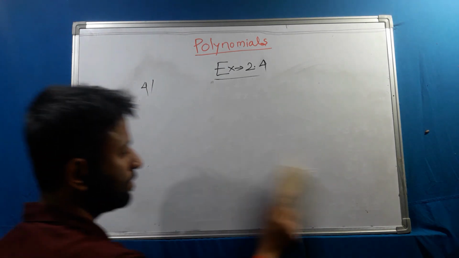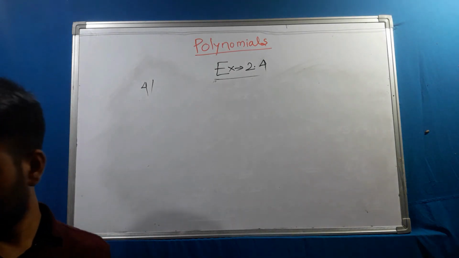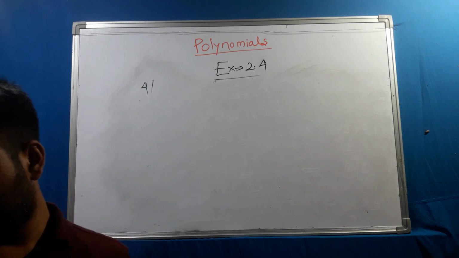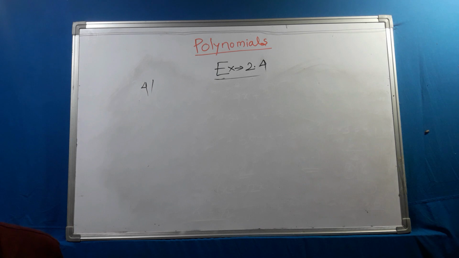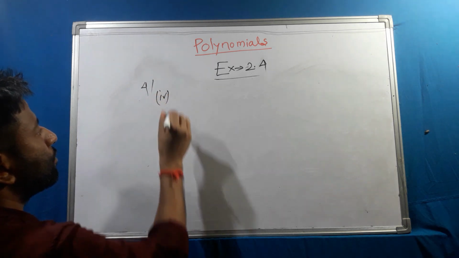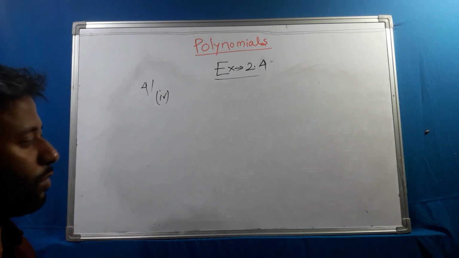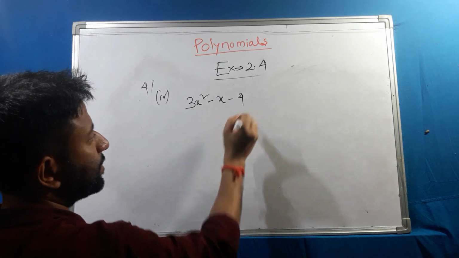I'm not discussing in details because all these things you guys completed in class 8. Next I am shifting towards question number, I think question 4. Question 4, it is written as 3x² minus x minus 4.